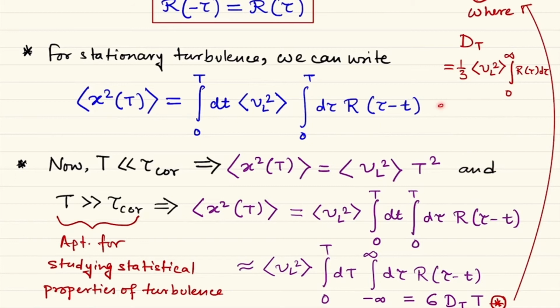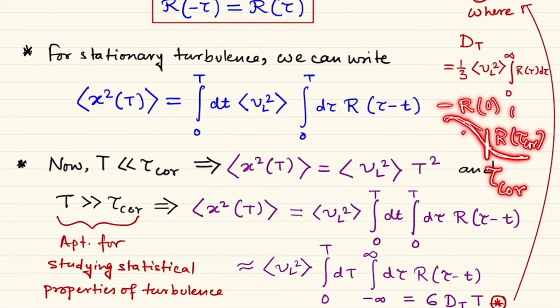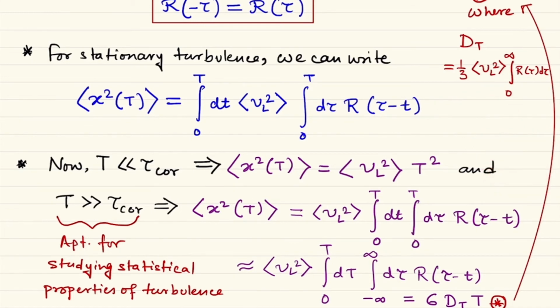So if the initial value is 1, let's say at time t equal to 0, if r0 is 1, then it should look like this correlation function. After this time t_core, this r(t_core) will simply be r0 by e. Okay, so this is the simple thing.